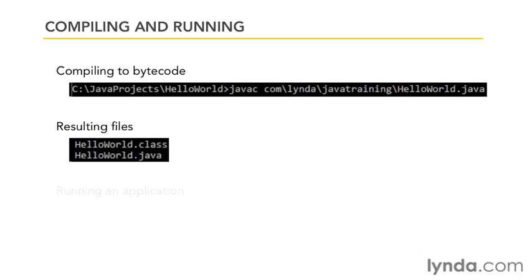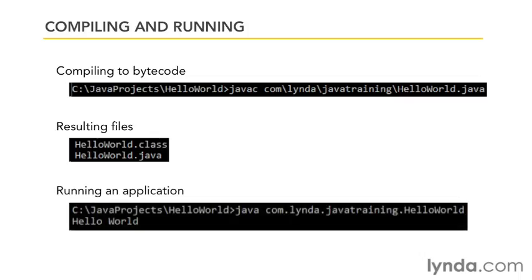Now, to run the application from the command line, I would use the Java command. I would once again start in the project directory, Hello World, and I'd call the class using .separated syntax, just like the package was declared in the source code, com.lynda.java-training.helloworld. And notice that when I run the application, I'm not referencing the file extension .class. I'm only referencing the class name, Hello World. The application runs, and the resulting output appears in the console.